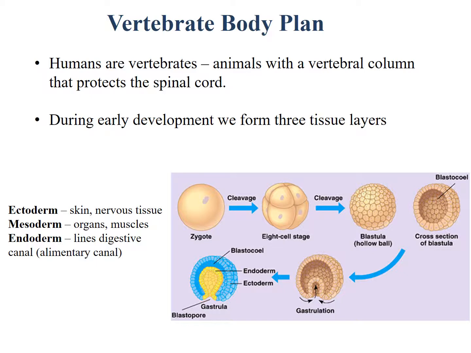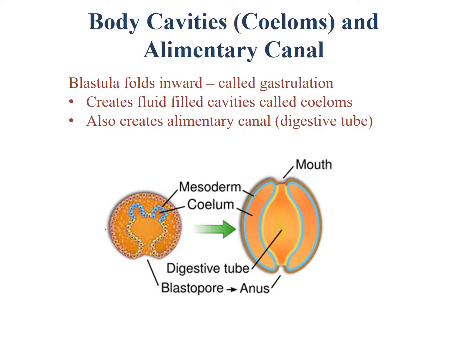The ectoderm is going to be the outermost layer, highlighted in blue on the diagram. It forms the skin and nervous tissue later on during development. The mesoderm is actually going to be inner portions of the endoderm and is going to form the organs and muscles of the body. The endoderm, or the innermost lining, is actually going to be your digestive tract or alimentary canal. Here we can actually see where the blastula is going to fold inward into a gastrulation.